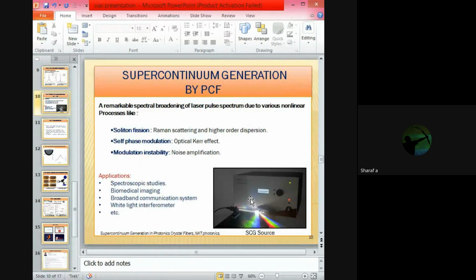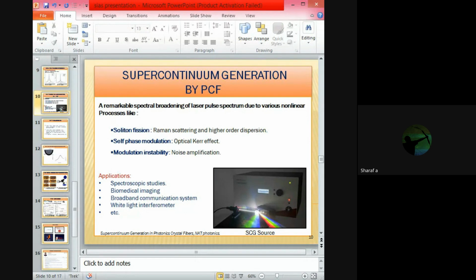Then we will move to the second application, the second project work, which is supercontinuum generation by photonic crystal fibers. Supercontinuum is nothing but a broad range of frequencies that can be generated from a single frequency. Suppose you have a laser of red light with a wavelength of 800 or 700 nanometers. If you send that light through the optical fiber, at the output you will get a broad spectrum, which will cover the entire UV, visible range to the IR range. That process is called supercontinuum generation.